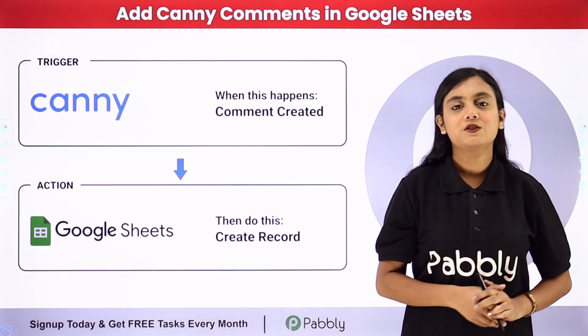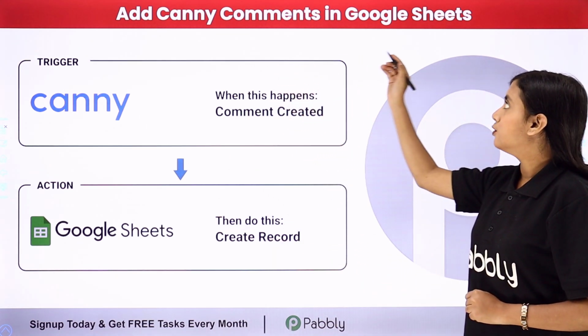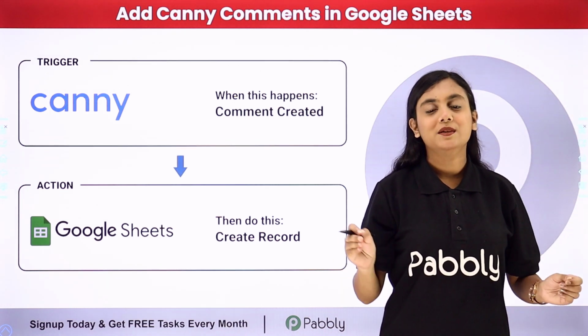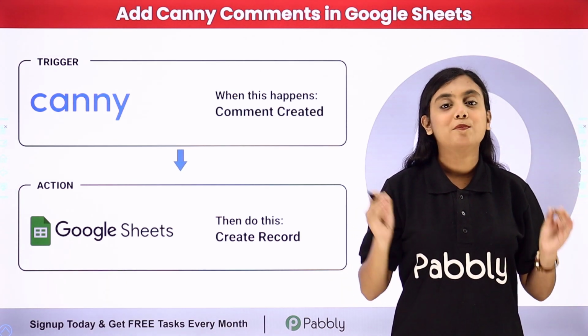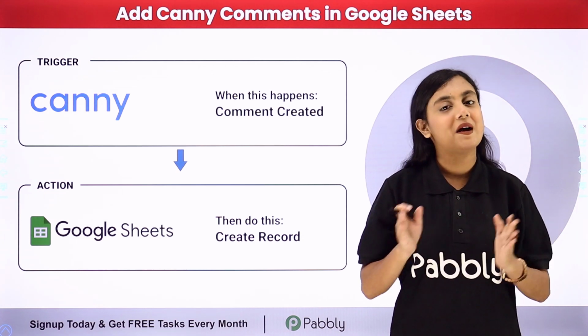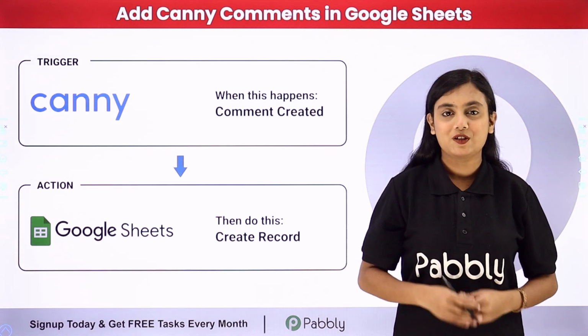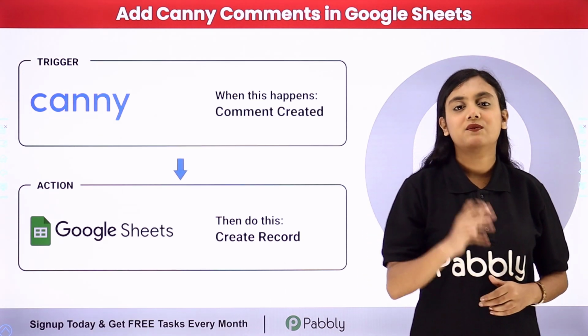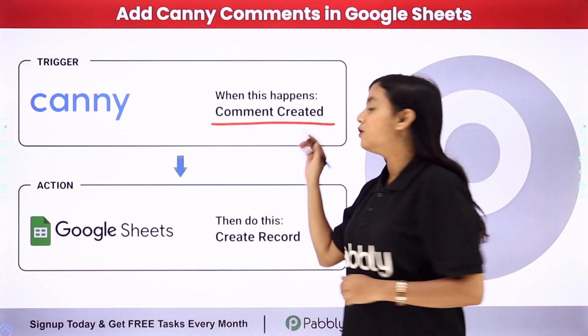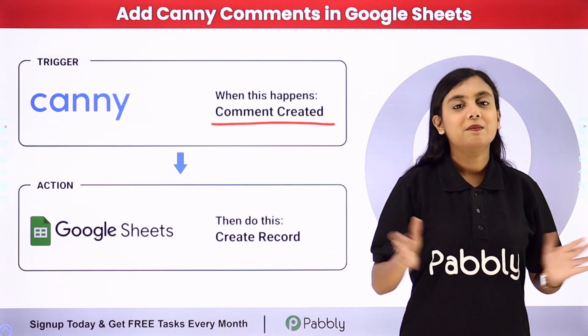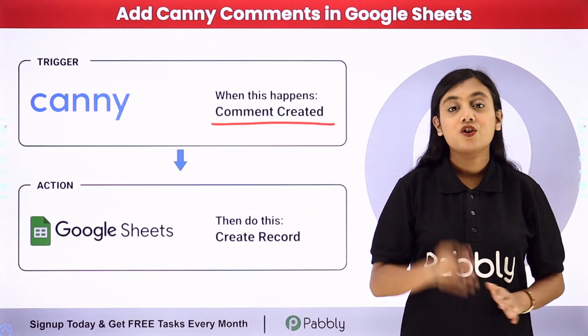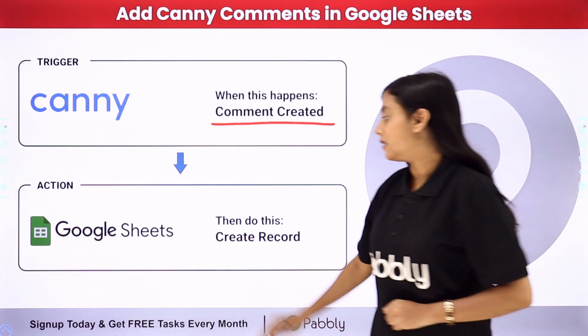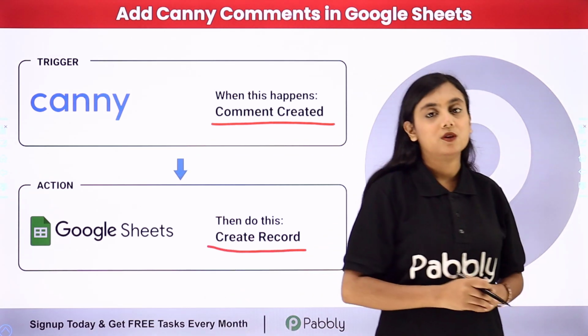In this video we're going to learn how to add Canny comments in Google Sheets. So I am an owner of a business and I'm posting content related to my business on my Canny account. So here my objective is that whenever a new comment is added on any of my posts by my customers on my Canny account, automatically a record of that comment should be created in my Google Sheets.